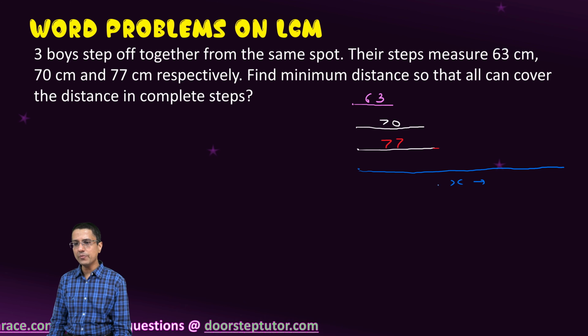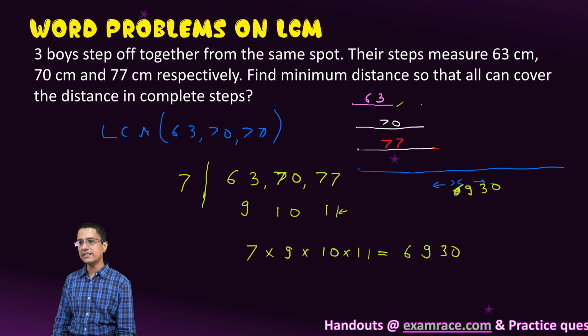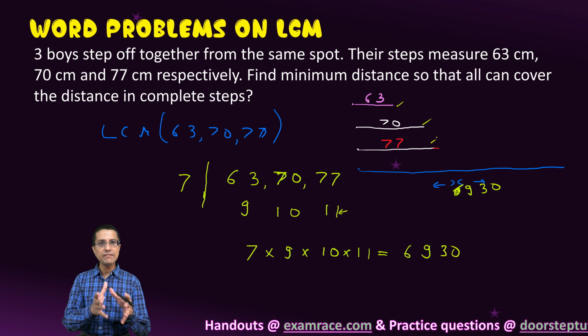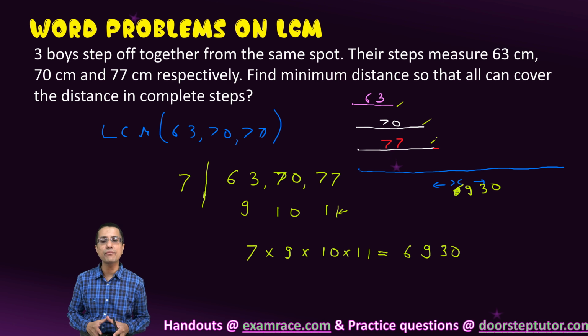So the LCM just comes out to be 7 into 9 into 10 into 11, which of course comes out to be 6930. So you can compute it, and this distance of 6930 is evenly divisible by each of these step lengths, which means that each of them will take a fixed number of complete steps to cover this distance. So again, very simple, not difficult at all, provided we are solving the problems systematically.